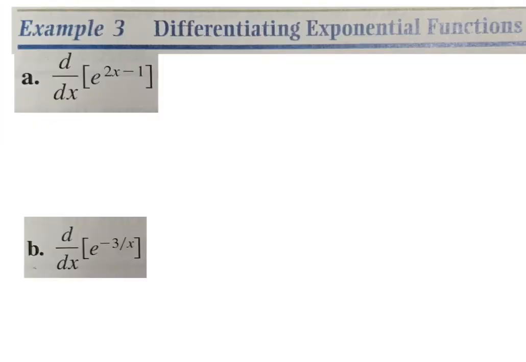Derivative then of e to the 2x minus 1. You're going to start with exactly what the function is, e to the 2x minus 1. That's the first step. And then you multiply that by the derivative of that exponent. What is the derivative of 2x minus 1? 2. So this derivative is going to look like this, 2e to the 2x minus 1.